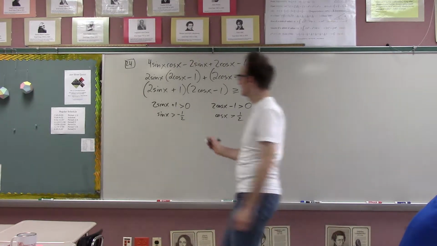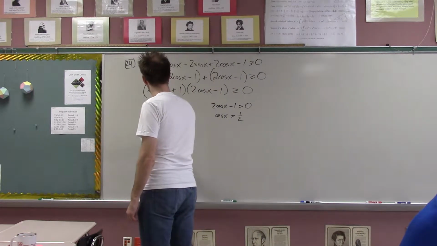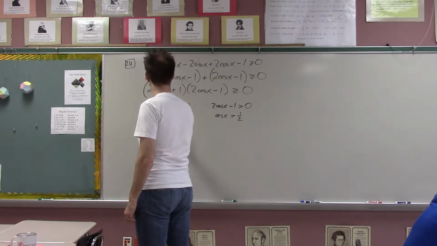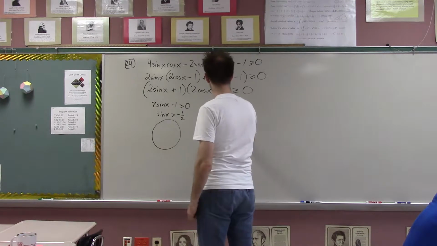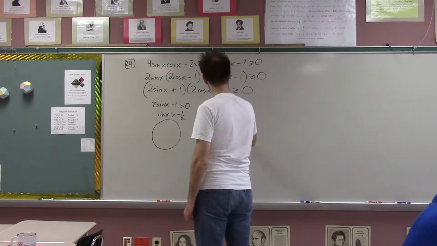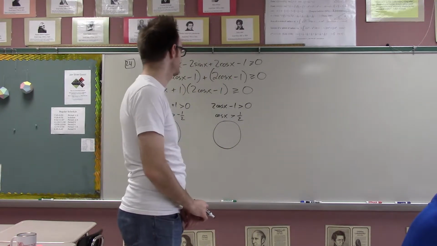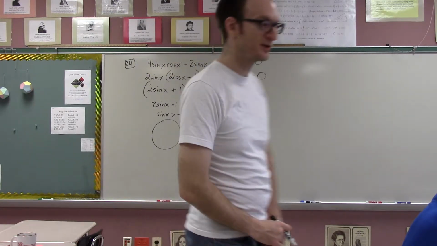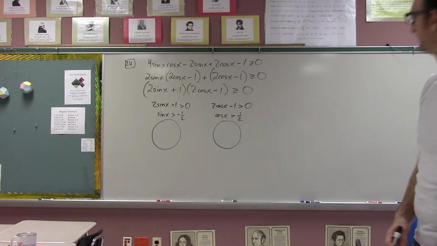All right. So let's make a picture for when sine x is greater than negative a half. And then let's also make a picture for when cosine x is greater than a half. Everyone, I will wait for you to do that. Yeah?